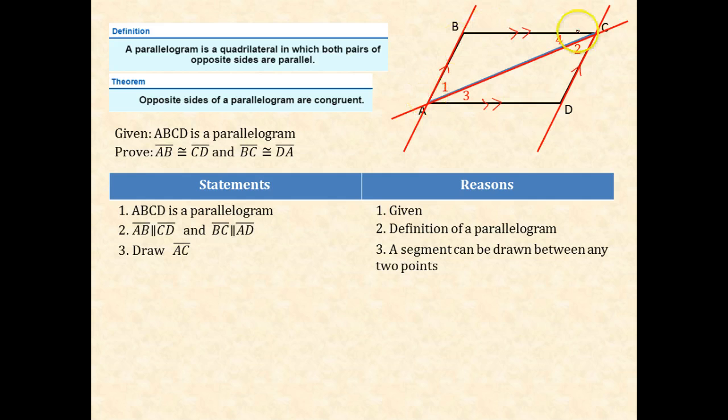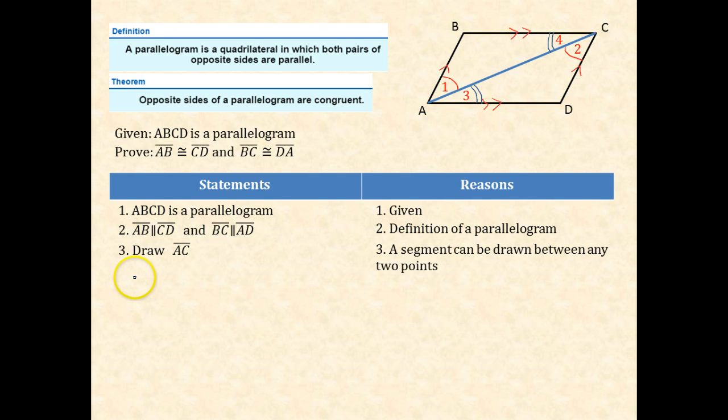But AB and CD aren't the only two sides that are parallel here. I also have BC and AD parallel. And when I look at those two lines being cut by the transversal AC, I can see that angle 4 and angle 3 are alternate interior angles. So I can say that angle 1 is congruent to angle 2, and that angle 3 is congruent to angle 4.